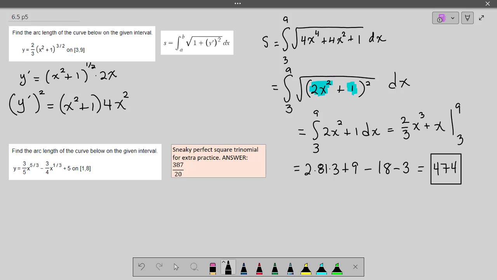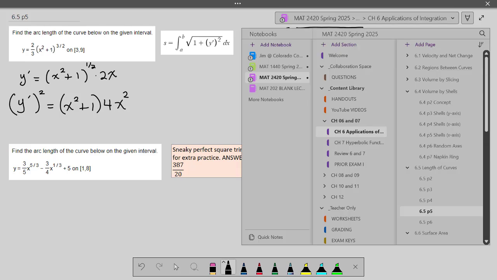Okay, so then here's another perfect square trinomial, the sneaky one. So try that one over the weekend. Go over it on Tuesday.